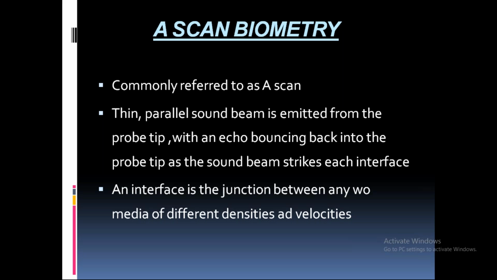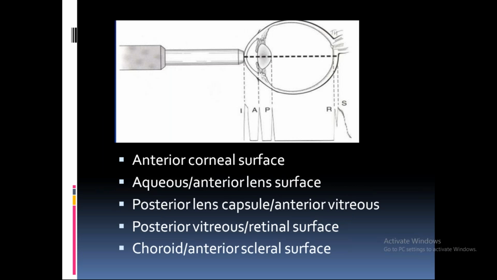An interface is the junction between any two media of different densities and velocities. Anterior corneal surface, aqueous or anterior lens, these are the various interfaces. Aqueous or anterior lens surface, posterior lens capsule or anterior vitreous space, posterior vitreous space or retinal surface, choroidal or anterior scleral surface. These are the various interfaces.